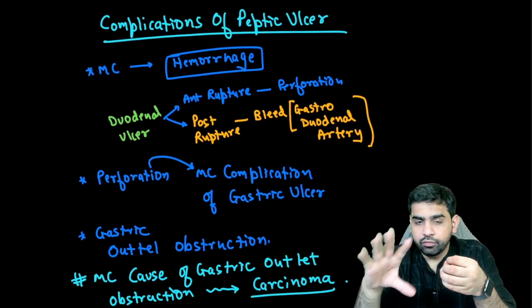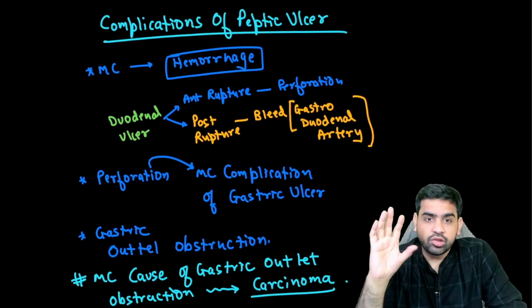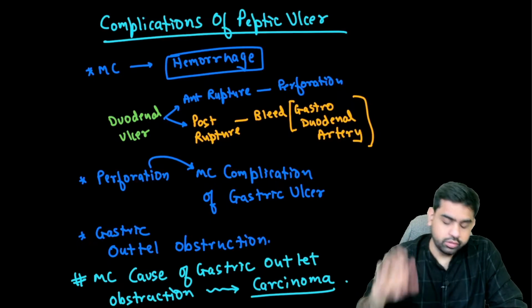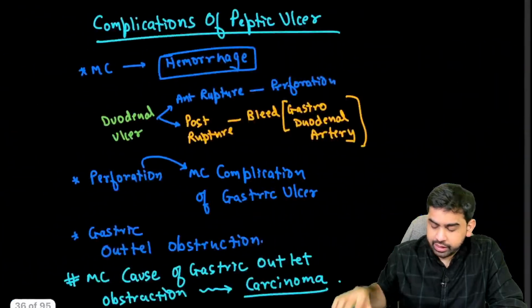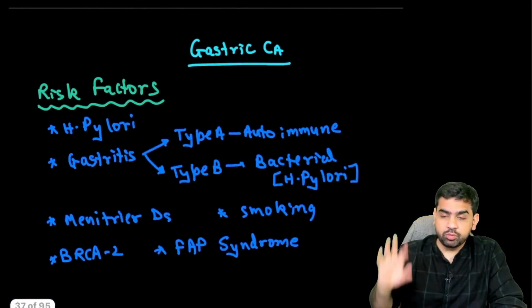Then perforation is the most common complication of the gastric ulcer, and gastric outlet obstruction, all those particular things. Let's go there. Now, vagotomy, forget about it for now. At this point of time, let's not cover it.